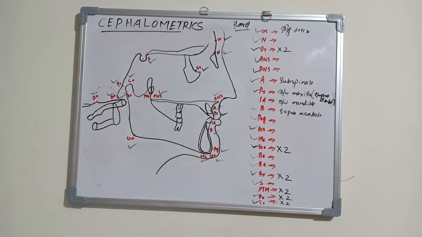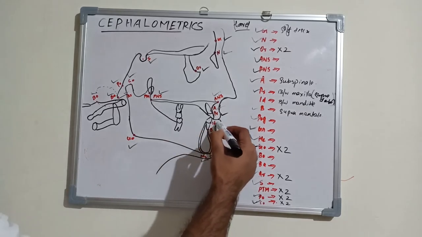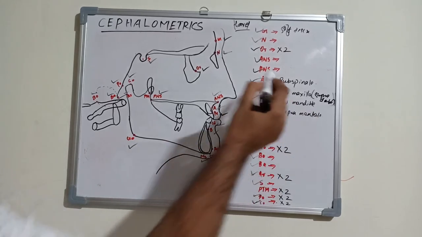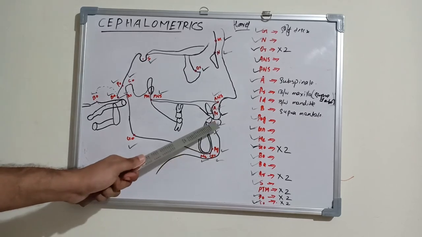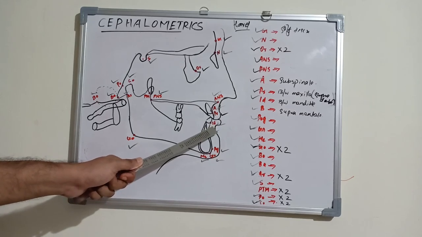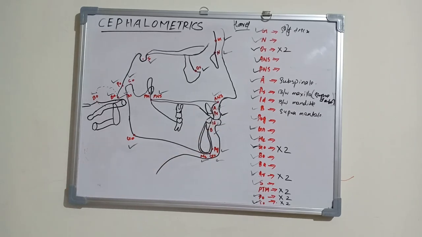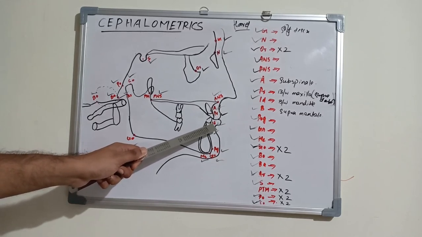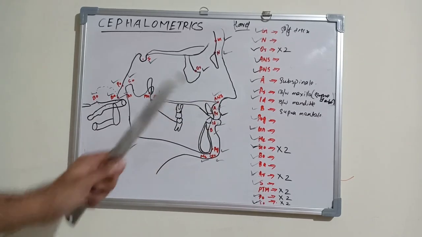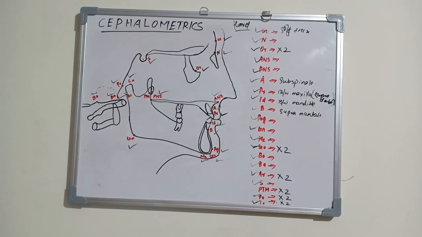Now we have another point which is known as infradentale. So this is infradentale, which is also known as inferior prosthion. It is the most superior and anterior point on the mandibular alveolar process between the central incisors. That is infradentale, which is present in the mandible.